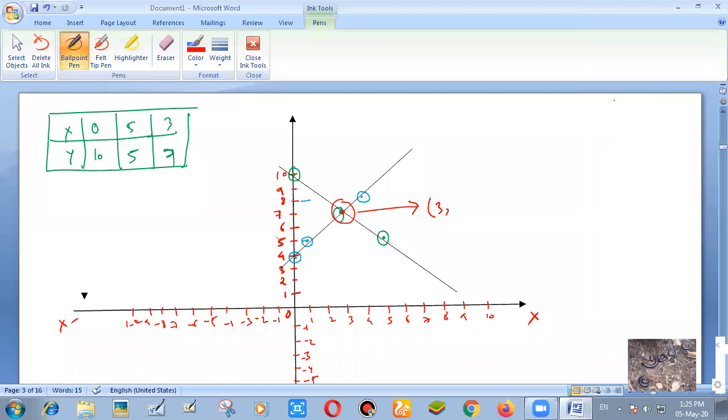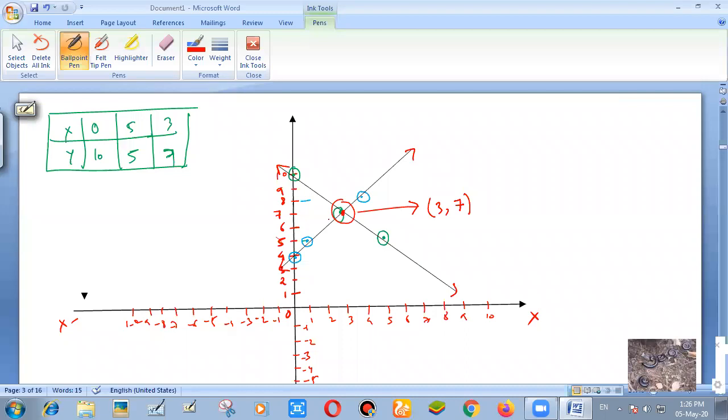Sir, yes. Now see, this is 3, this is 7. So what will the coordinate be? 3, 7. Yes or no? Yes. That means the value of x is 3. That means this is one line and this is another line. You have to give the arrow mark here. Now these two lines intersect at this point. That means this is the solution of the two equations.